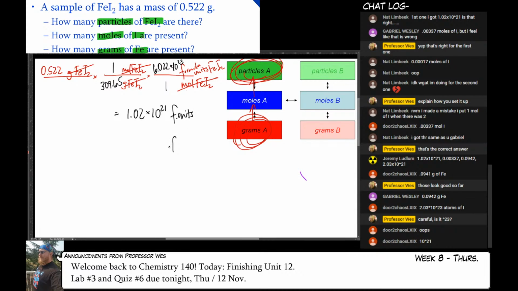I guess instead of writing FU, I could write FUN, so it's fun. It's not an obscenity, it's entertainment. Formula units of FeI2.